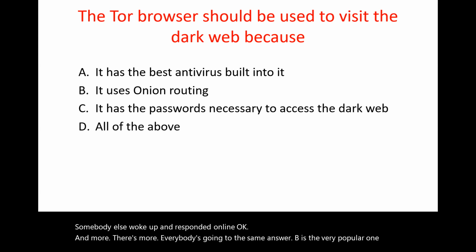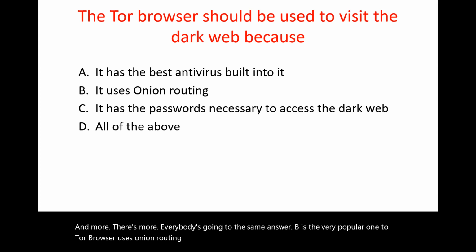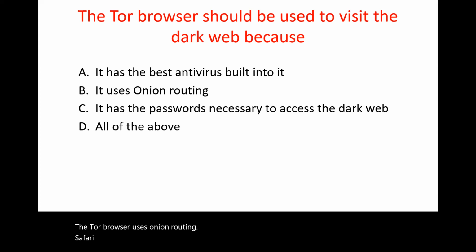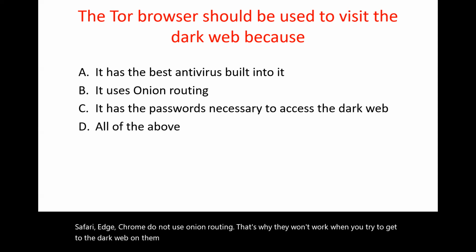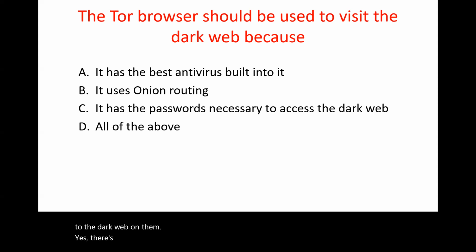The Tor browser uses onion routing. Safari, Edge, Chrome do not use onion routing. That's why they won't work when you try to get to the dark web on them. Oh, yes, there are the results. You can see almost everybody chose B. Okay, so that's that one.